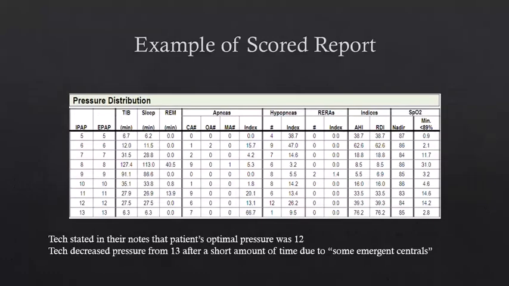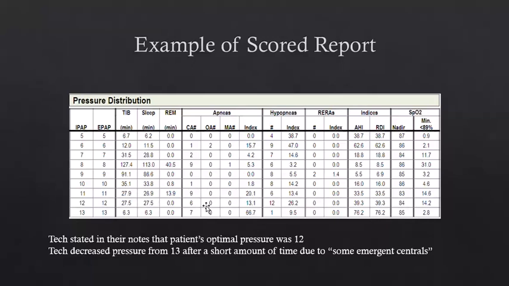In this example, the patient was titrated on a CPAP of 5 through 13. Again, if we shoot over here, we see that their RDI is still really high, pretty much throughout. We see it lowest here on a CPAP of 9. In the tech notes, the tech stated that the patient's optimal pressure was at 12.